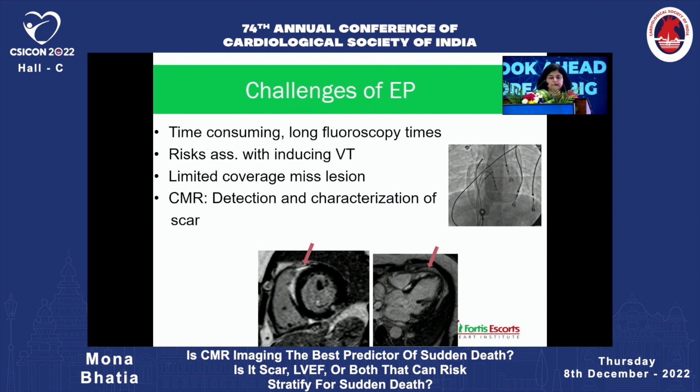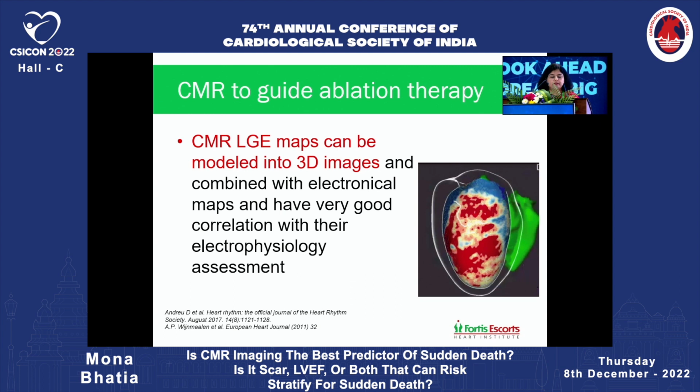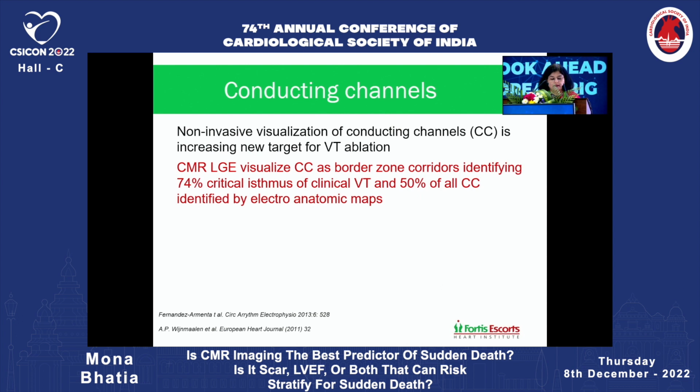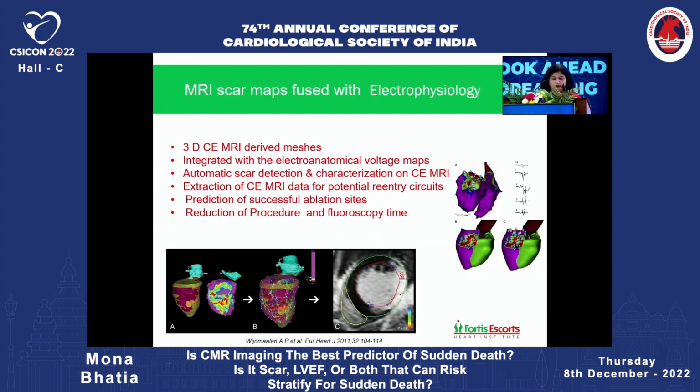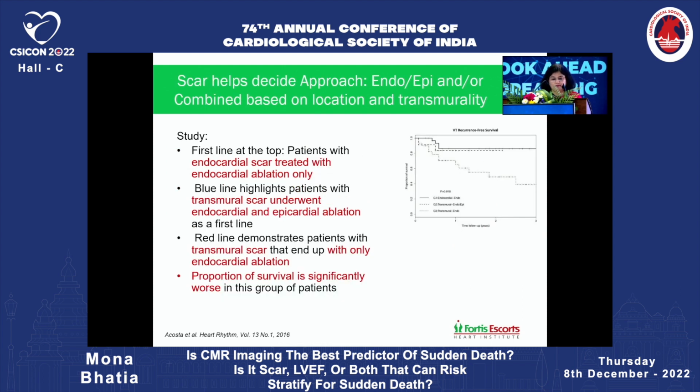So CMR helps in the detection and characterization of these scars, and the CMR late GAD enhanced maps can be modeled into 3D images, so the conducting channels can be easily demarcated. CMR late GAD enhancement visualizes the CCs as border zone corridors, identifying 74% of the critical isthmus of clinical VT and 50% of all CC identified by electroanatomic maps. So the advantage of MRI is once you have the scar parameters, the transmurality, the relative scar intensity, it then helps in the prediction of successful ablation size and reduction of procedure and fluoroscopy time.